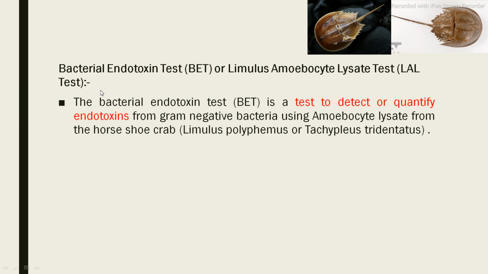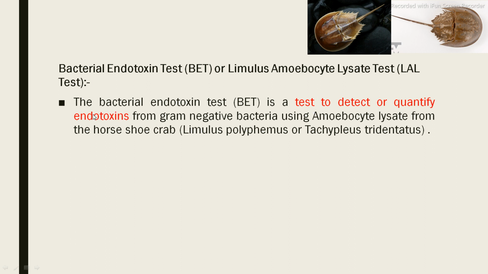So how can we detect the presence of endotoxin? In this case, we can detect the presence of endotoxin by using amoebocyte lysate. This is the enzyme or proteins which are secreted by the horseshoe crab. Here the horseshoe crab is one of the sea animals. So from this horseshoe crab we can obtain the enzyme that is called amoebocyte lysate.